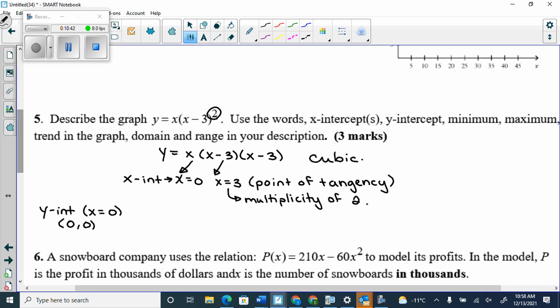You also see it here, right? The minimum is at 3, 0. And the maximum, second trace max, is at 1, 4. Because it is not a word problem and it's a cubic, my domain is x element of R, my range is y element of R, because it does some funky little things in the middle, but it still goes on forever. One arm up, one arm down.